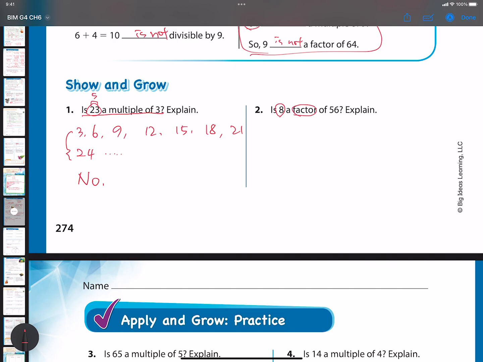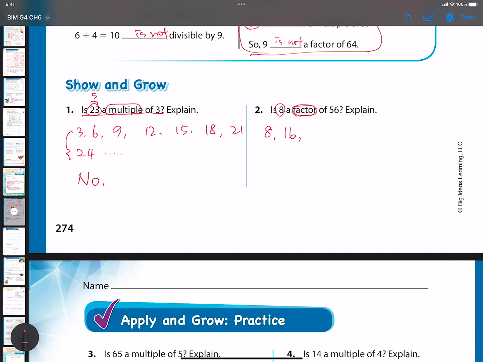Is 8 a factor of 56? You see what they're asking here? They were using multiple, now they're using factor. This is the same as asking: in the multiples of 8, is 56 there or not? That's the question. Another way to say it is: is 56 divisible by 8? We'll see.